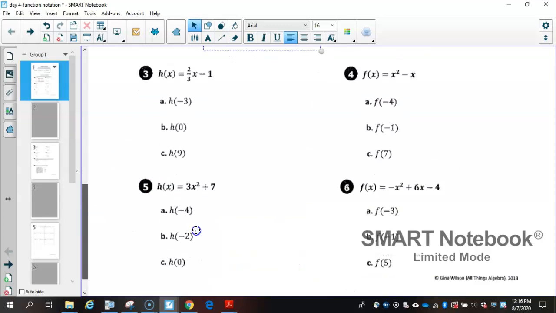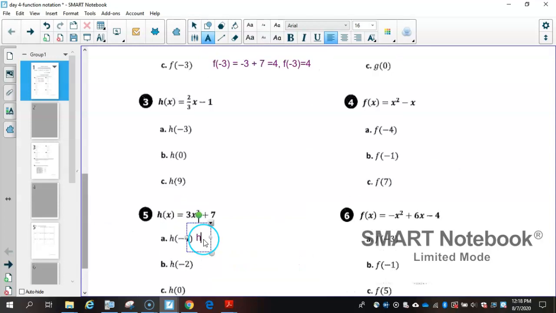So we're going to go down and we're going to do number 5. So h of -4 equals 3 times x, which is -4 squared. Because I'm typing it, I can't really do exponents, so I'm using this little caret, plus 7.